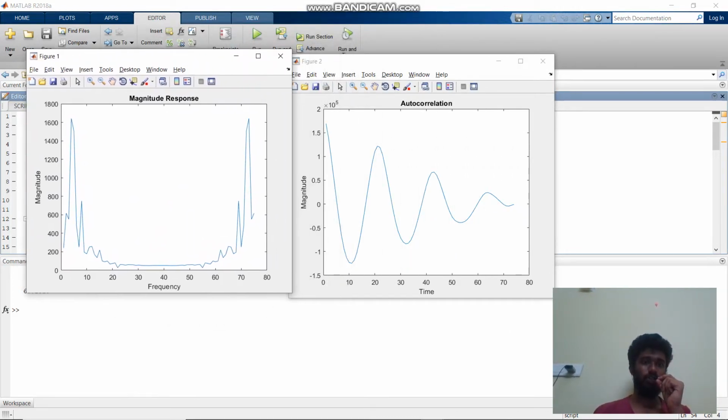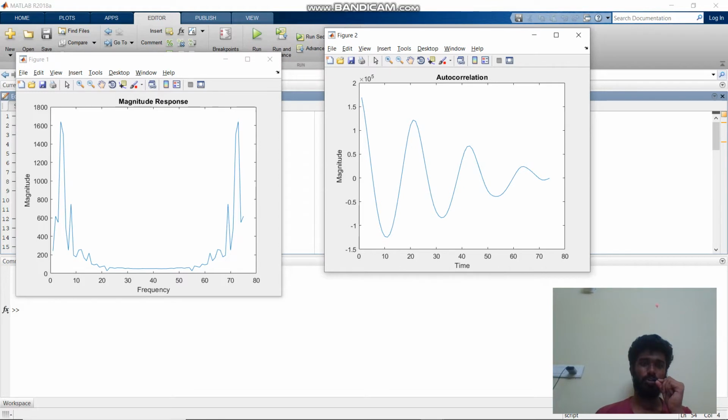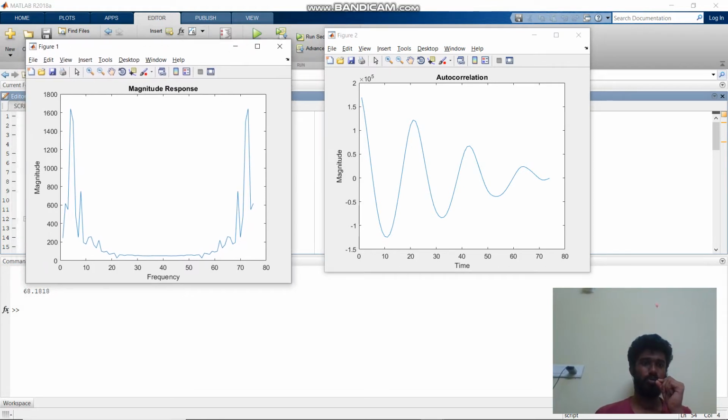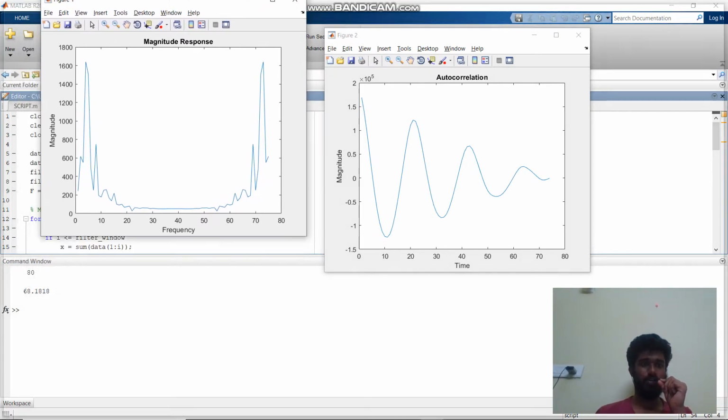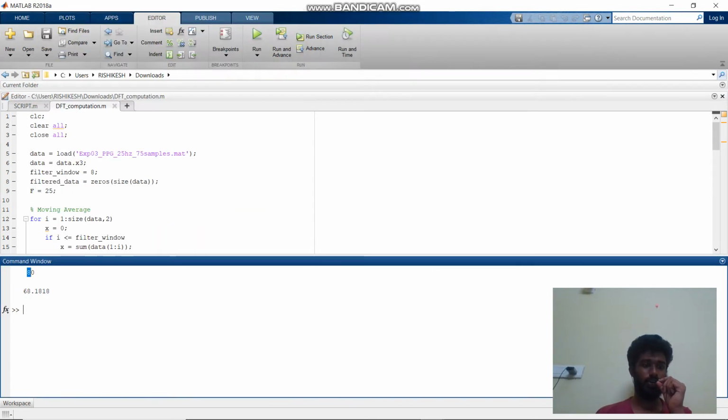So you can see that figure 1 is the magnitude response curve, and figure 2 is the autocorrelation curve. Then the pulse rate through magnitude response we have got as 80, and pulse rate through autocorrelation we have got as 68.18. So now we have verified our results.